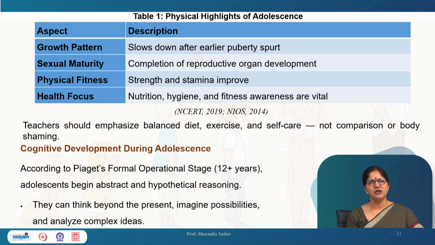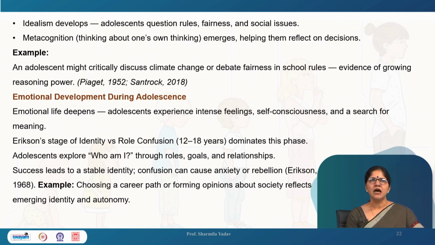Cognitive development during adolescence. According to Piaget's formal operational stage, that is 12 years plus, adolescents begin abstract and hypothetical reasoning. They can think beyond the present, imagine possibilities, and analyze complex ideas. Idealism develops. Adolescents now question rules, fairness, and social issues. Metacognition, meaning thinking about your own thinking, emerges, helping them reflect on decisions.